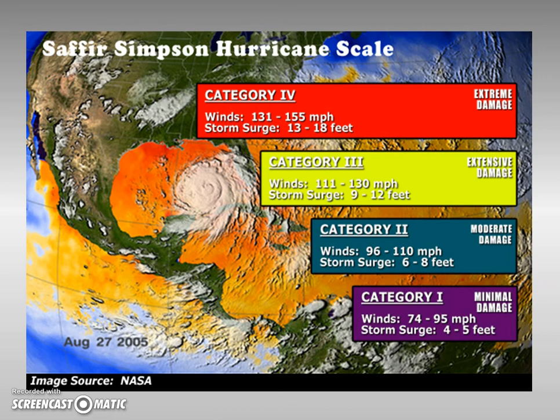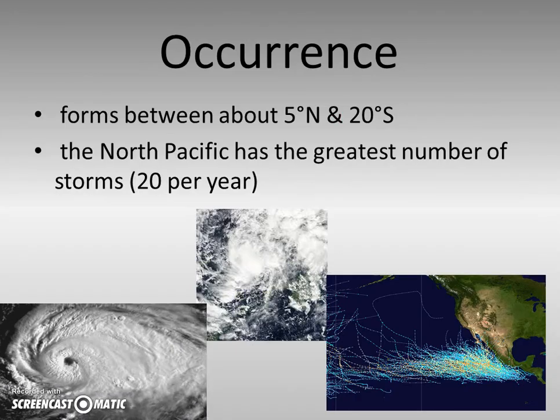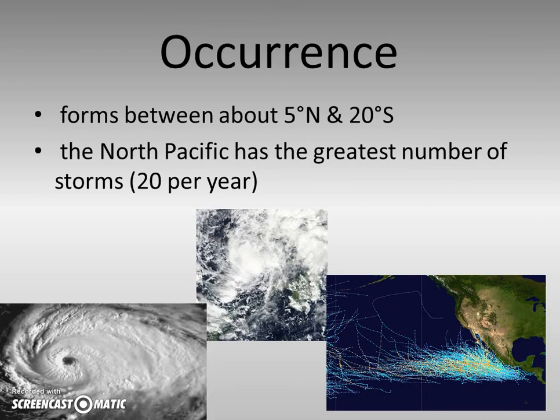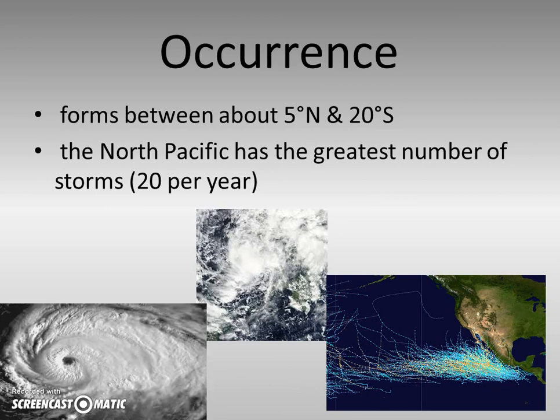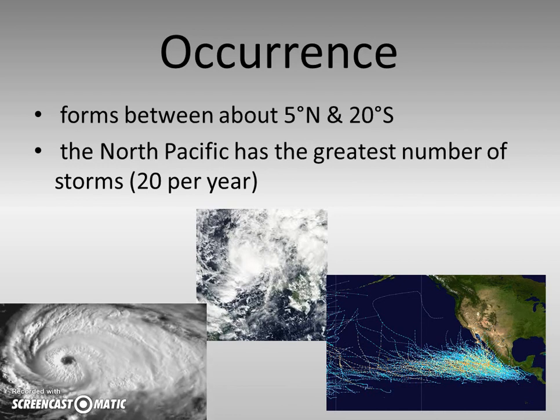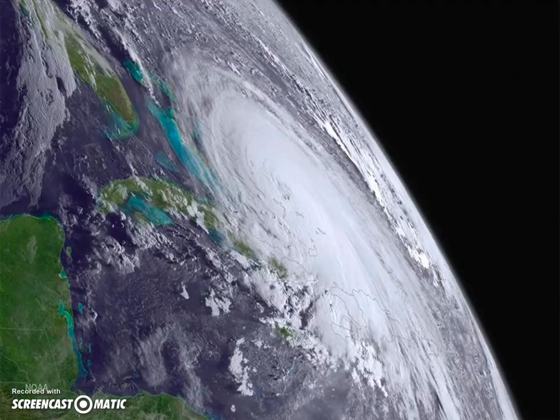So the Saffir-Simpson scale, we have category 1, 2, 3, and 4. So minimal damage to extreme damage. It talks about the winds that you have with it, and it talks about the storm surge that you have with it. So that helps to classify categories for hurricanes. So occurrence. These form between about 5 degrees north and 20 degrees south of the equator. The North Pacific has the greatest number of storms in a year, about 20. So there's more in the Pacific area than there is in the Atlantic area.